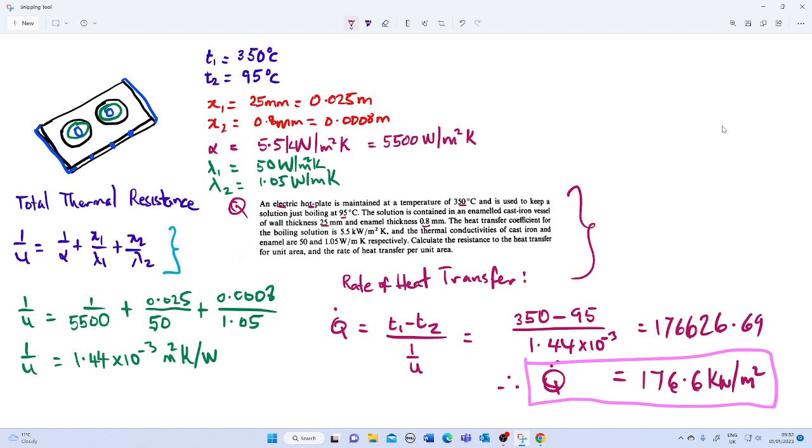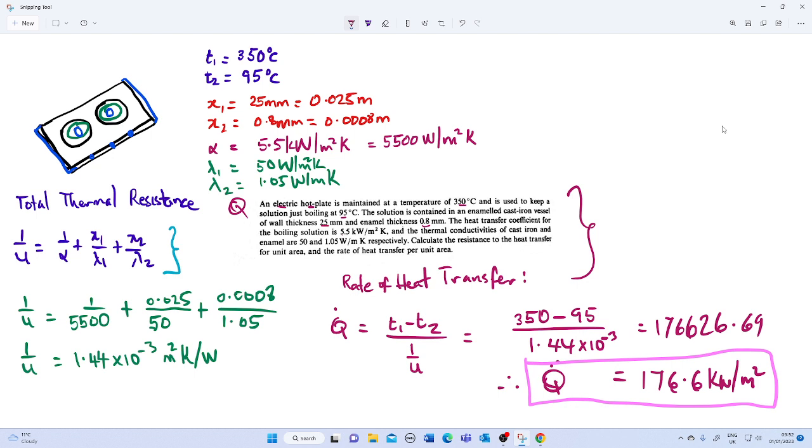Now, calculate the resistance of the heat transfer, which is 1 over U for the unit area, and the rate of heat transfer per unit area, which is Q dot.